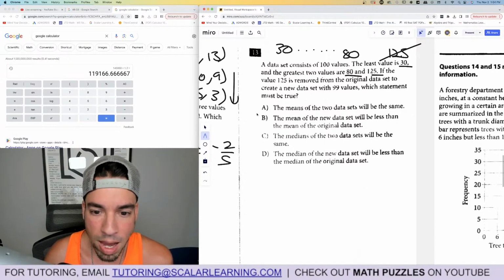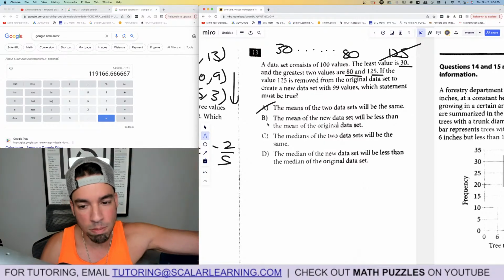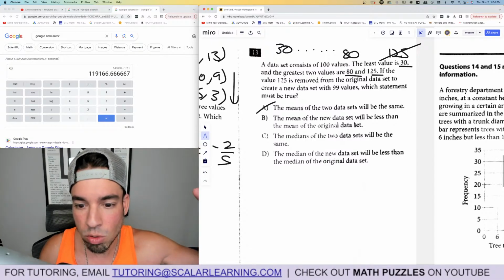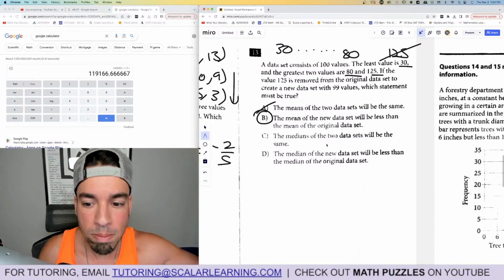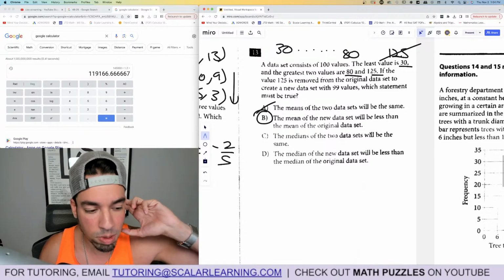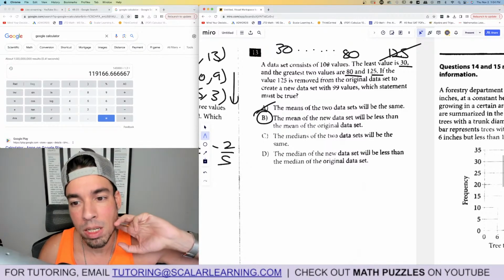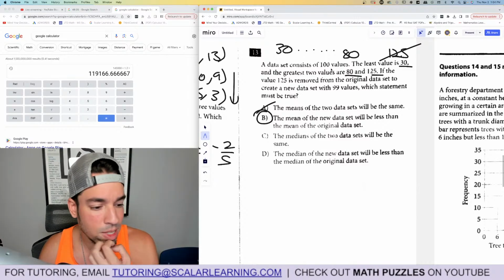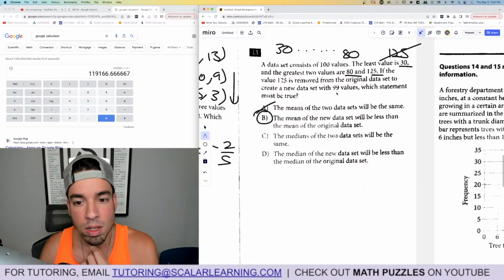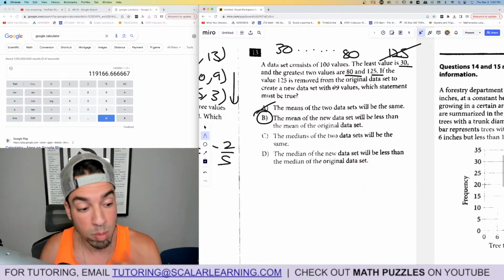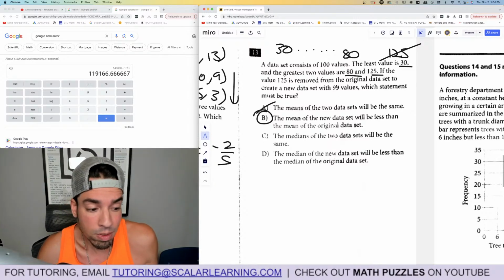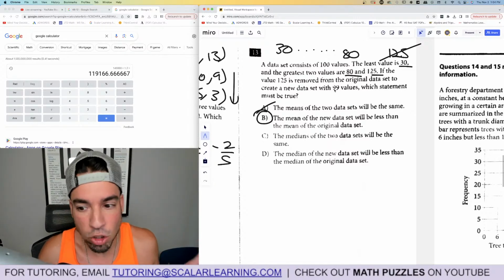The means will be the same. Absolutely not. When you're removing the highest value, the mean is definitely going to drop. The mean of the new data set will be less. Yes, that's true. The medians of the 2 data sets will be the same. They could be, but they may not be, right? So the median of the 100 values is going to be the average of the 50th and the 51st term. The median of the 99 values will be just the 50th term. So if the average is the same as the 50th term, they won't change, but they might.